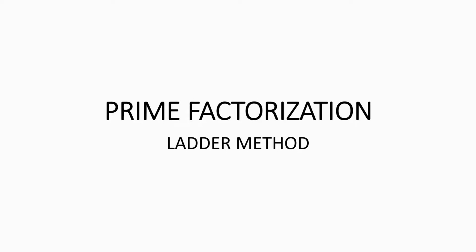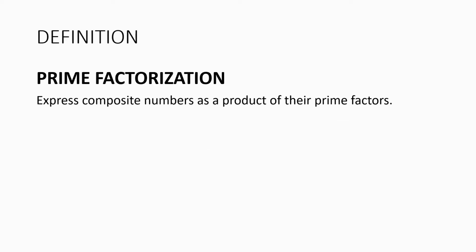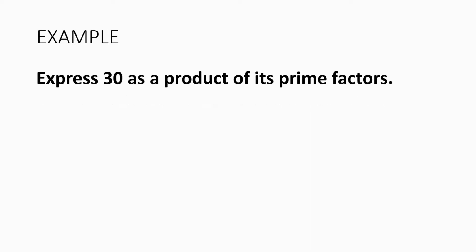In this video, we shall focus on prime factorization and particularly the ladder method. So to kick us off, we need to understand what prime factorization is. It's basically expressing composite numbers as a product of their prime factors. So an example, express 30 as a product of its prime factors. So we need to express 30 as a product of its prime factors using the ladder method. And as the name suggests, it's basically using a structure that looks like a ladder to express the prime factors.